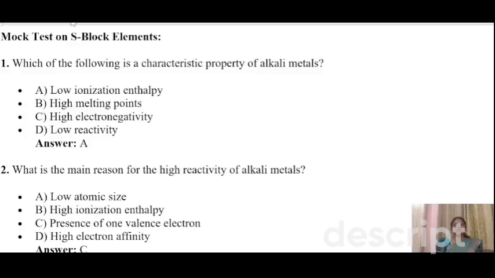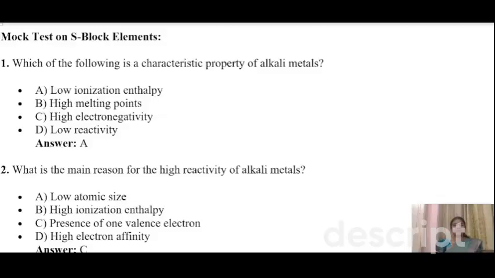The first question is, which of the following is a characteristic property? There are four options given. Option A is low ionization enthalpy and option B is high melting point. Option C is high electronegativity. Option D is low reactivity. We have to find out the correct answer. The answer is given as A. Why is it A? The first one is low ionization enthalpy.